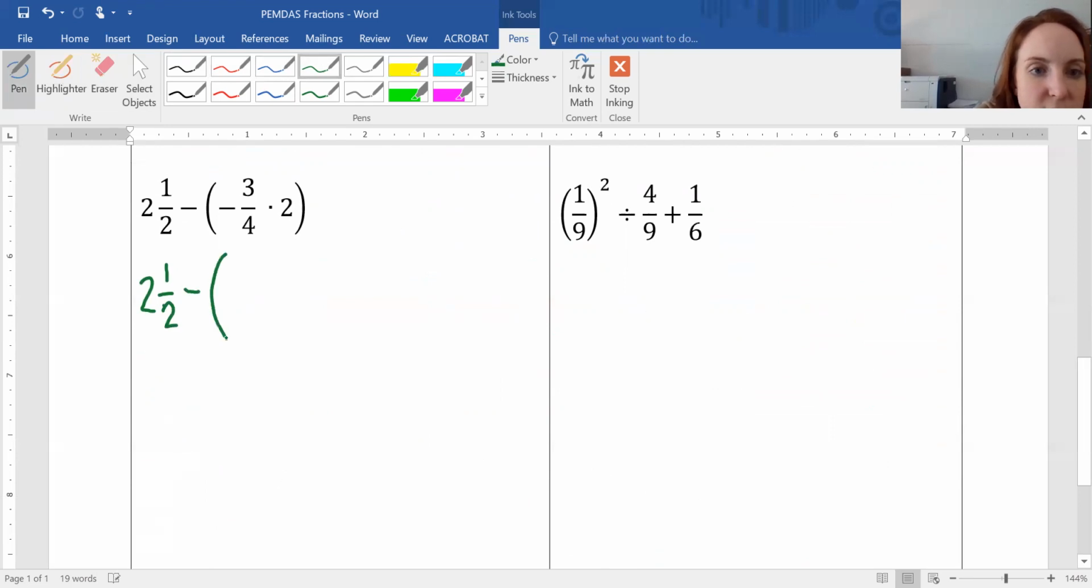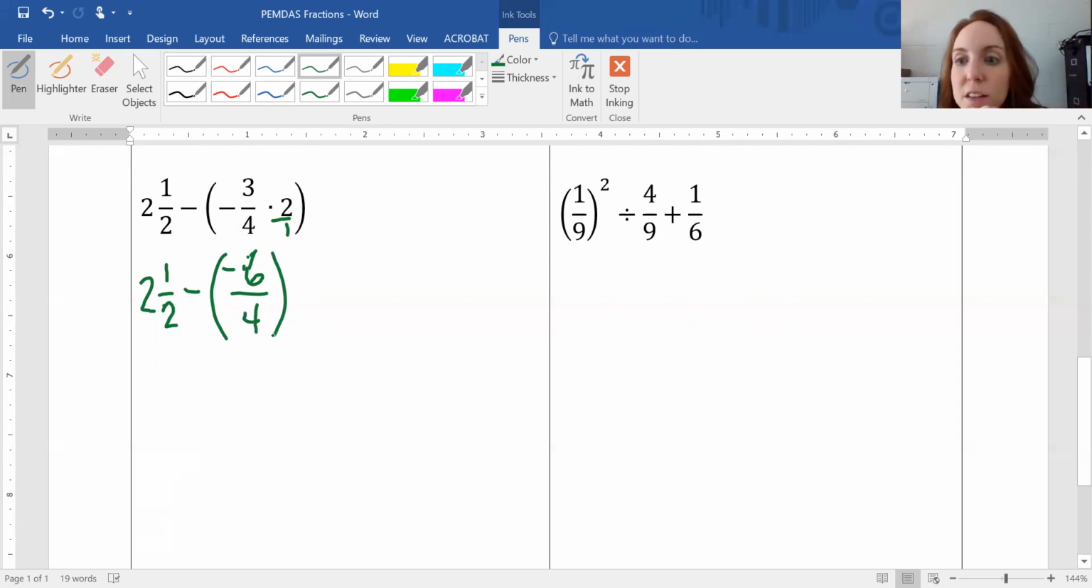Minus. All right, so we're going to take -3/4 times 2. Like I said, 2 as a fraction is 2 over 1. So write it as such. And then you can multiply across. So -3 times 2 is -6. And 4 times 1 is 4.